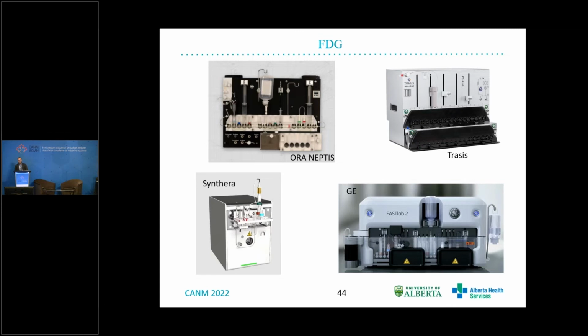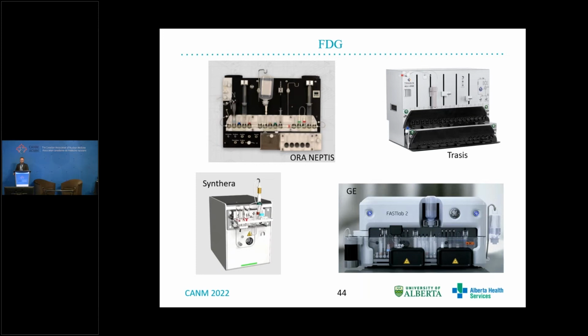These are the synthesis units that are out there today. There might be more, or I know there are more. These are the four big ones. The Neptis, the Trasis, and the GE FASTlab all three are kind of based on that coincidence unit that was made in 2001 or so, just different versions of it. This IBA Synthera is slightly different.